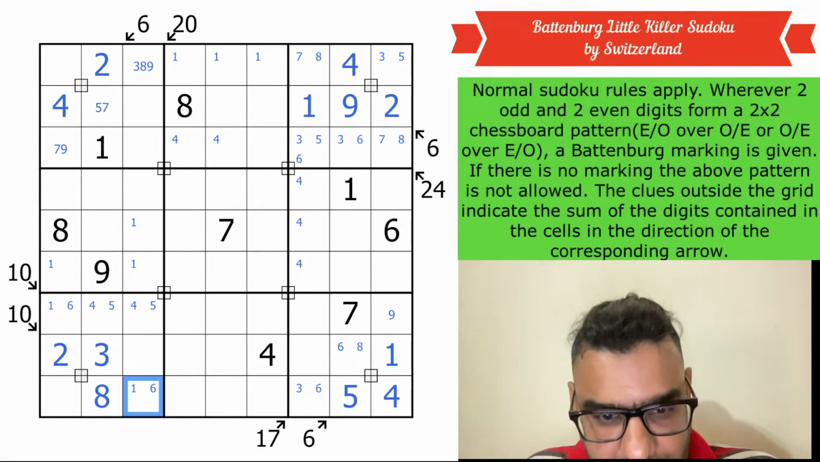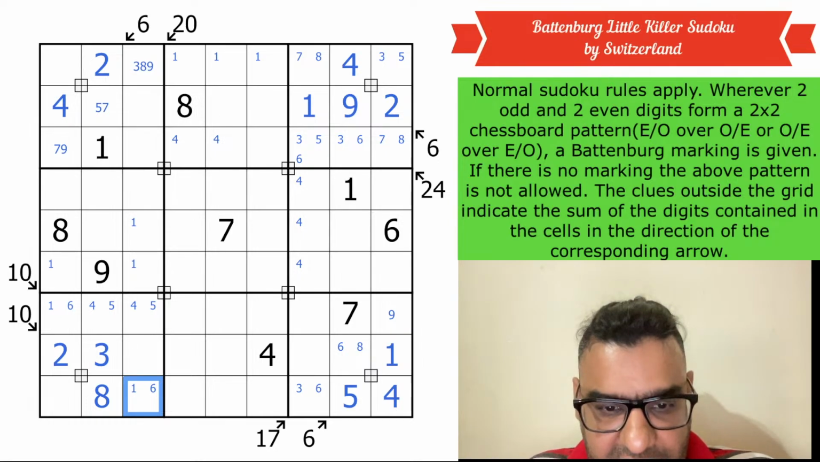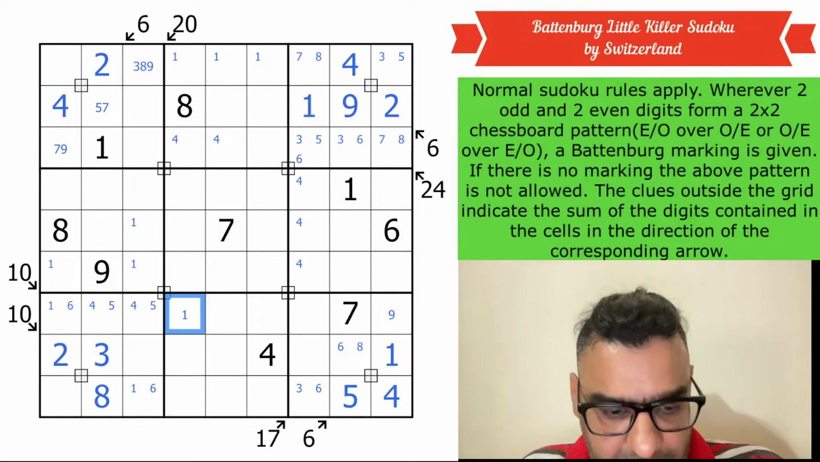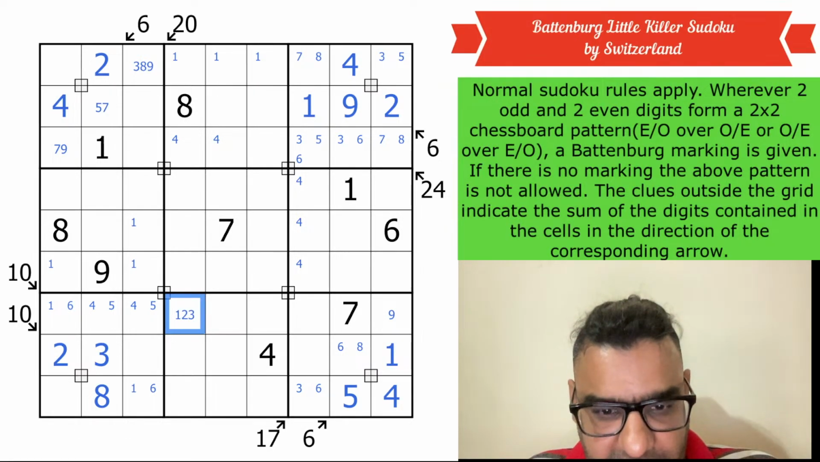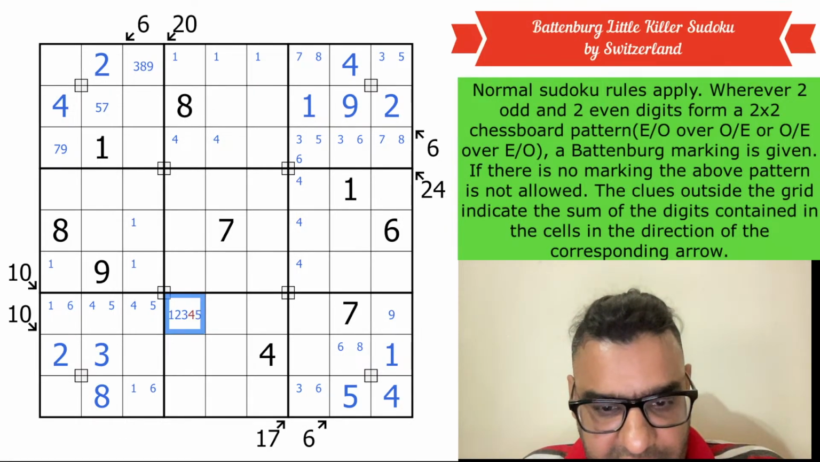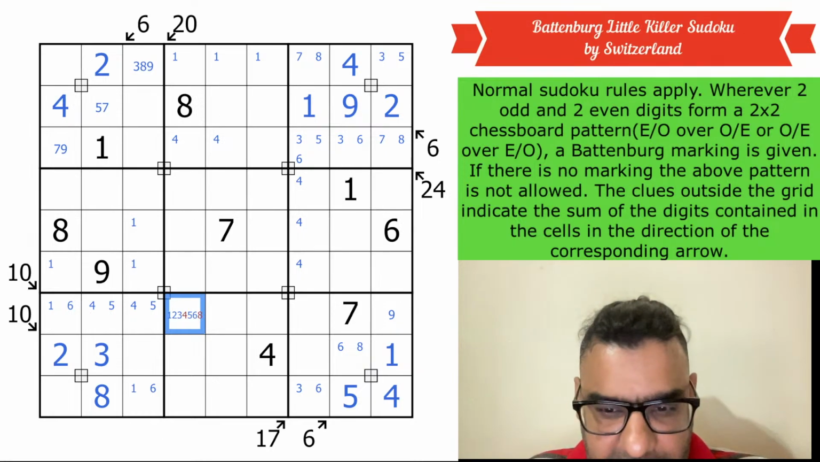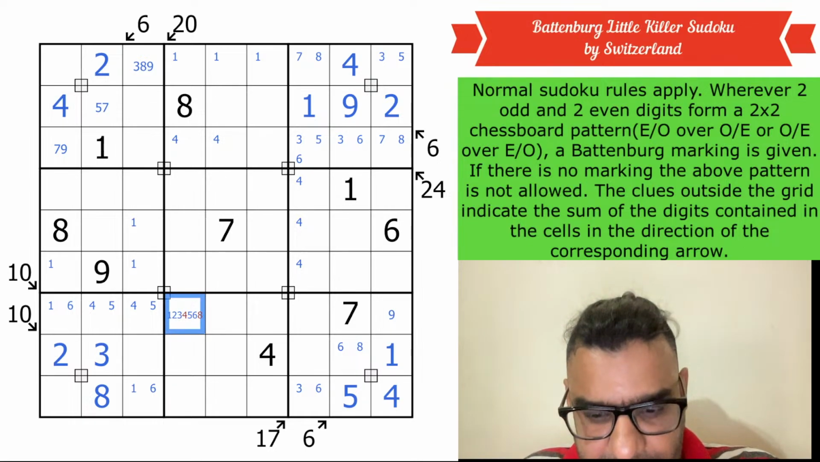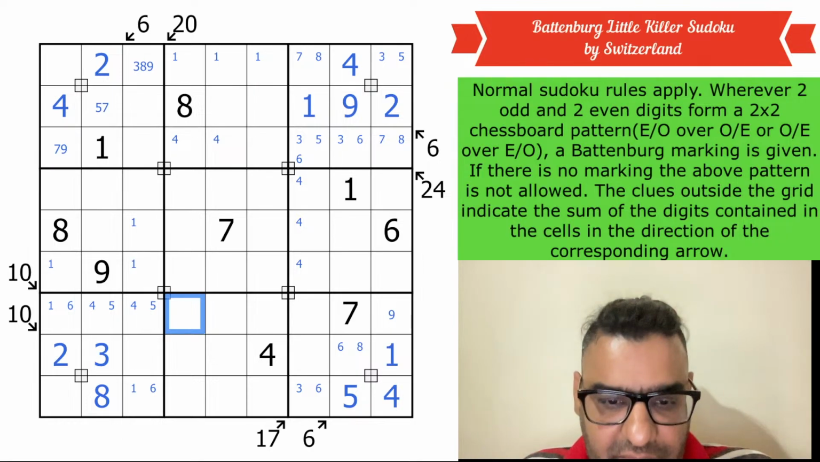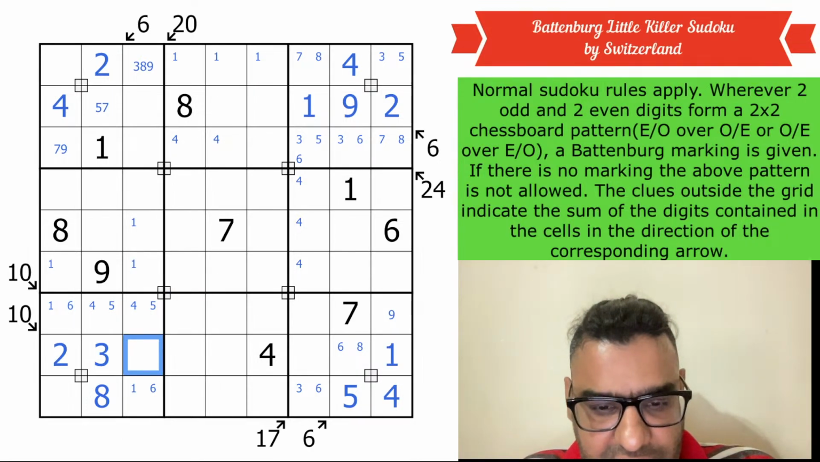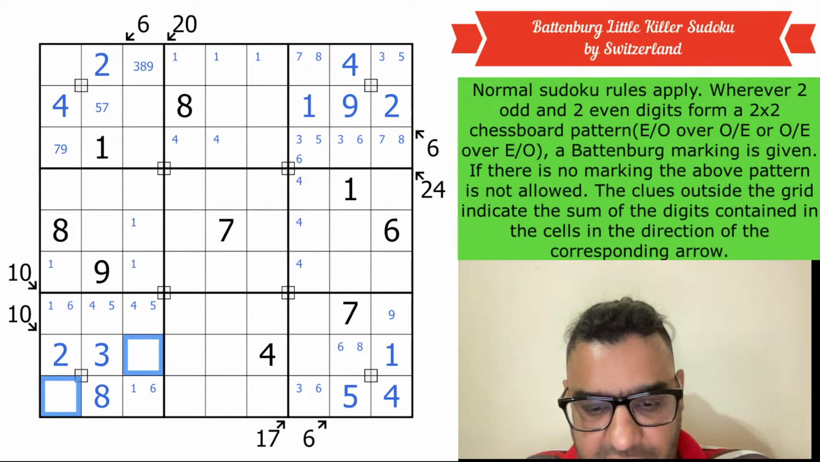So if we complete this, we already have entered 1, 2, 3. We already know there is 4 and 5 already written there. We already know 6 is written there, and 8 is written there. So the only two left are 7 and 9. So we know that in these two the numbers are going to be 7 or 9.